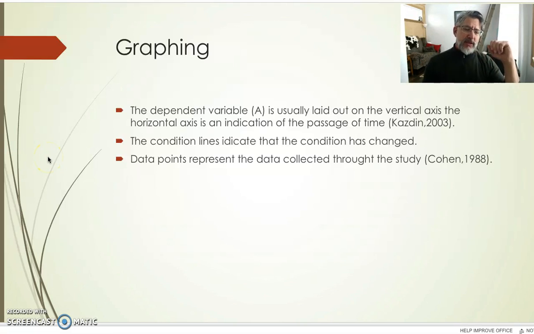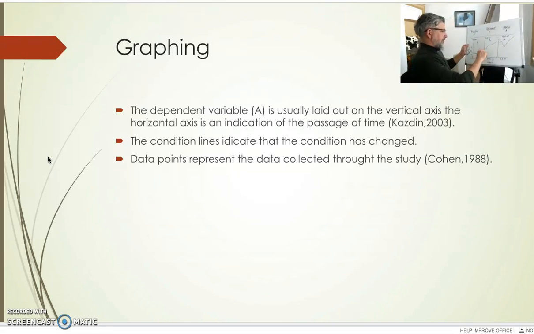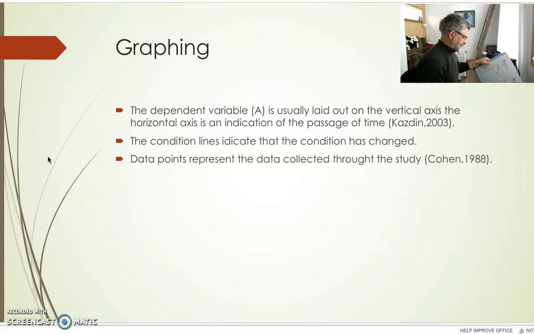So like I was just saying, the dependent variable is laid out on the vertical axis, and the horizontal axis is an indication of the passage of time. Kazan also points out that the condition lines indicate that the condition has changed, and the data points represented in the data collected throughout the study. So these are the condition lines, all right? And the data points exist inside that generate those lines. So a point is related to each.